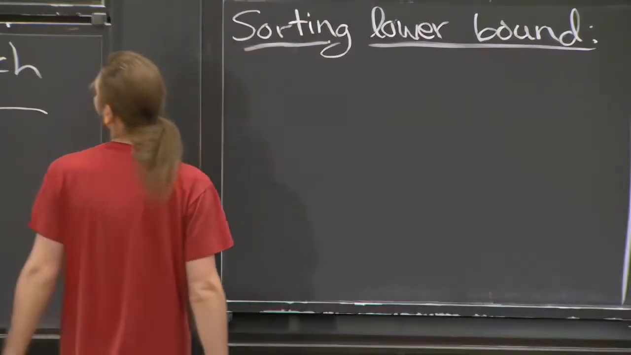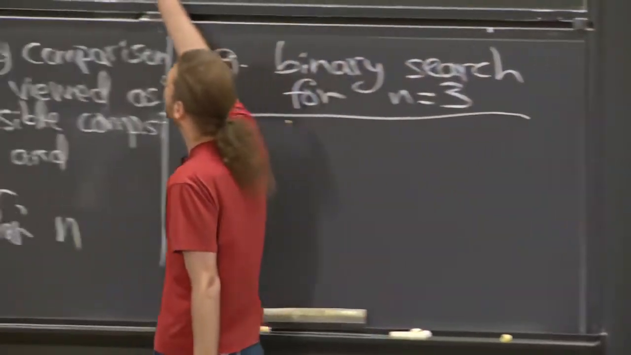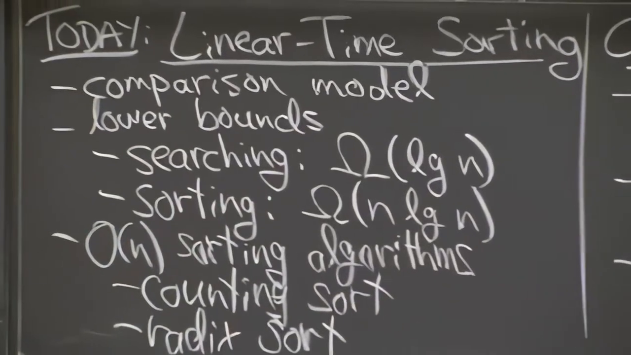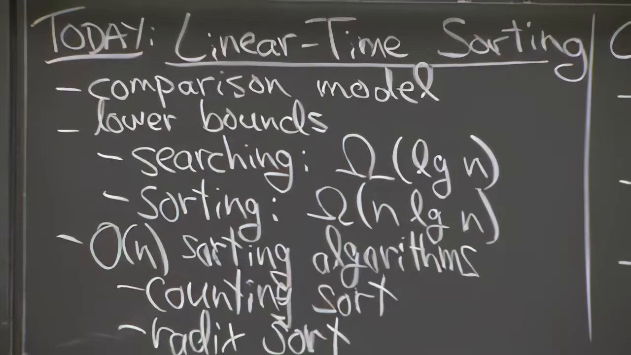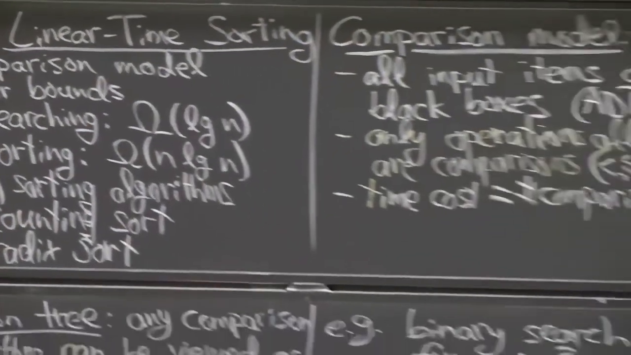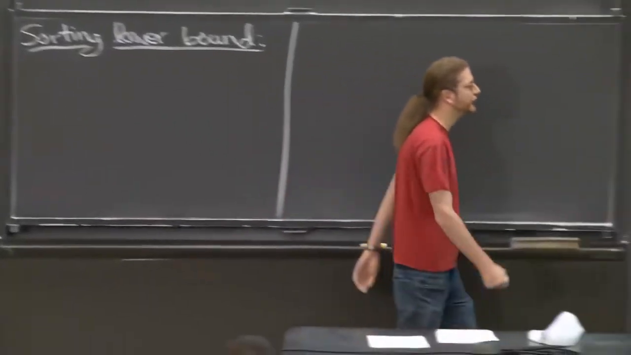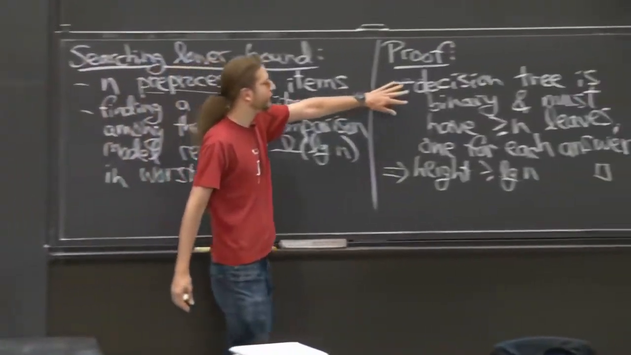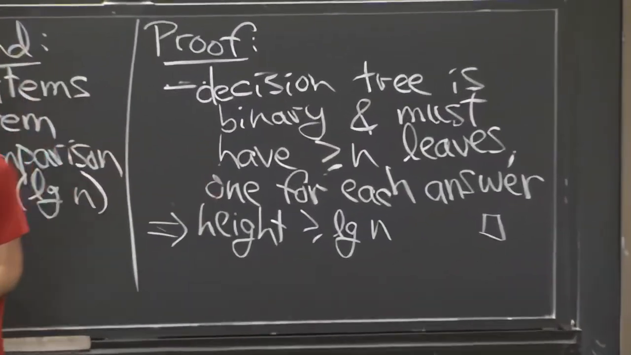So for sorting, we claim a lower bound of n log n. And you've heard n log n a zillion times. You probably know this is true, but now we actually get to prove that it's true. So we just follow the same strategy. Decision tree is binary. The question is, how many leaves does it have to have?